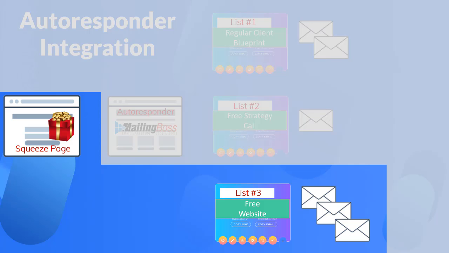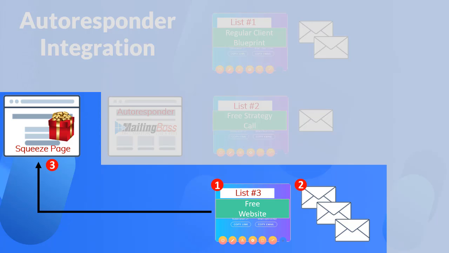Now, what we're going to do is use list 3 as a practical example to show you how to, firstly, set up your first list in Mailing Boss. Then I'm going to show you how to configure your 3 email autoresponder sequence. And lastly, I'm going to show you how to hook up your new list to your opt-in form.